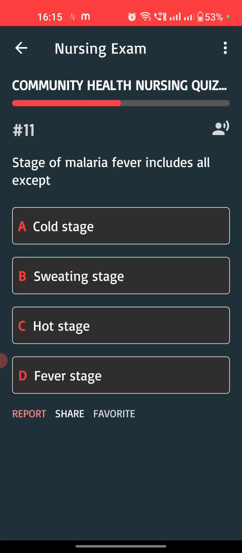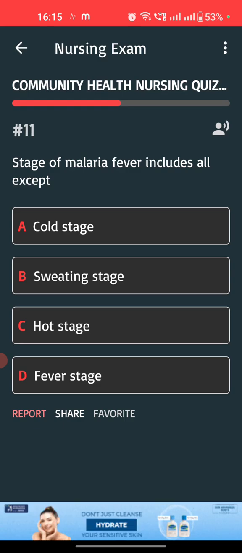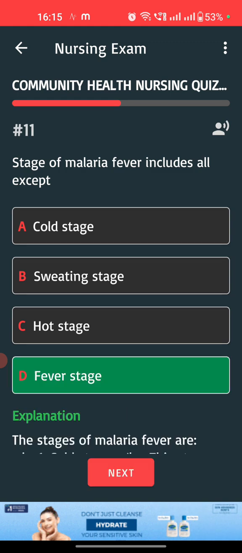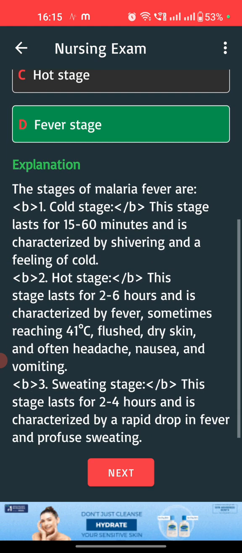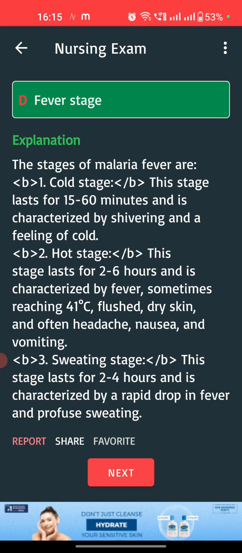Stages of malaria fever include all except: A. Cold stage. B. Sweating stage. C. Hot stage. D. Fever stage. Correct answer. The stages of malaria fever are: 1. Cold stage. This stage lasts for 15 to 60 minutes and is characterized by shivering and a feeling of cold.